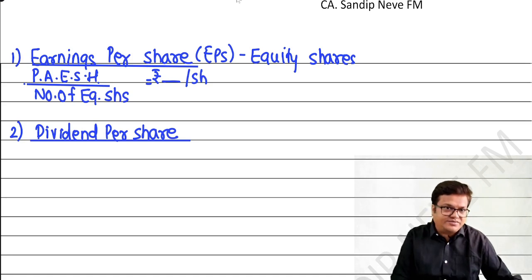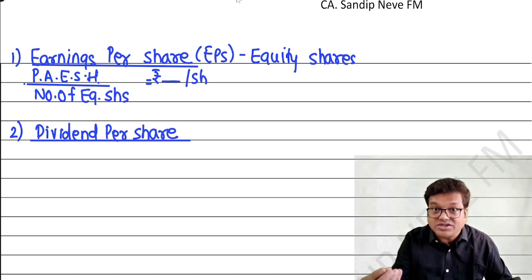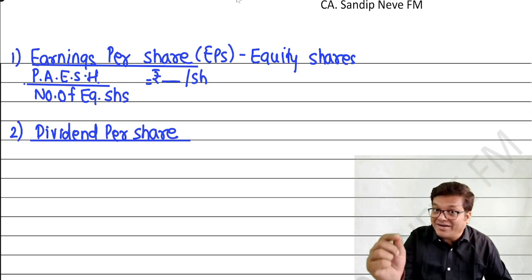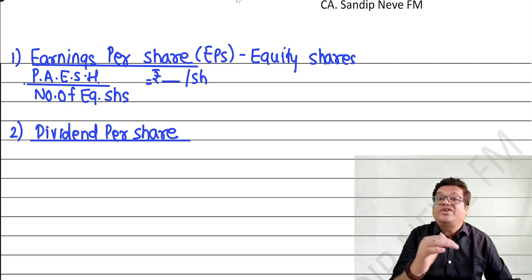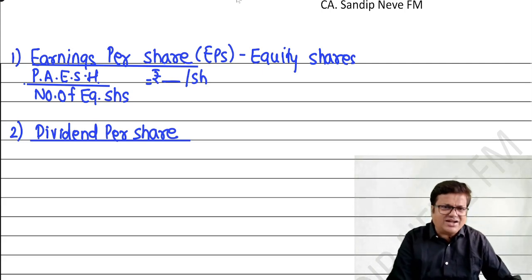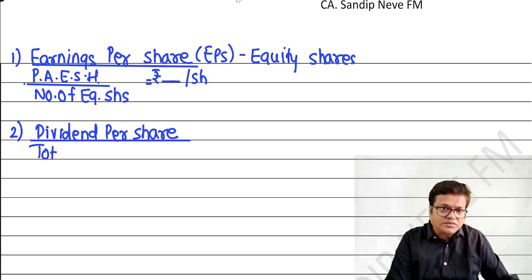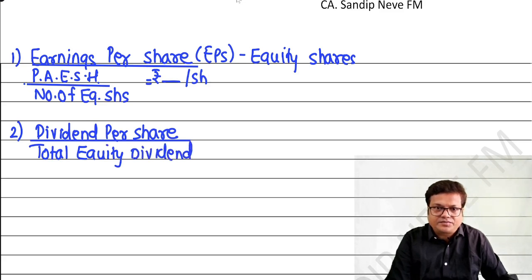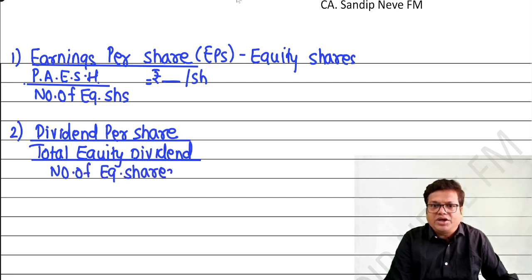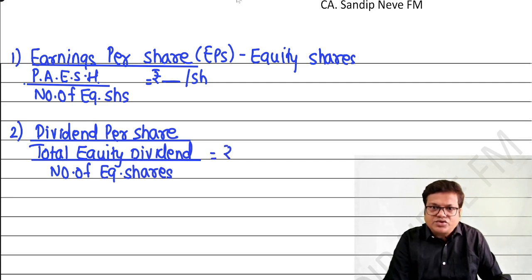How to calculate? Either it will be given in the question that this much is declared dividend per share, or if directly not given, then we can always calculate it like this. Take total equity dividend divided by what? Number of equity shares. Okay, even this should be something like dash rupees per share.